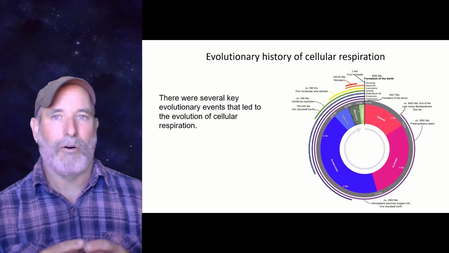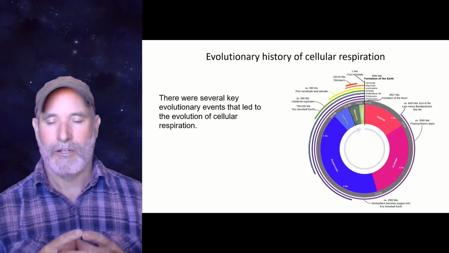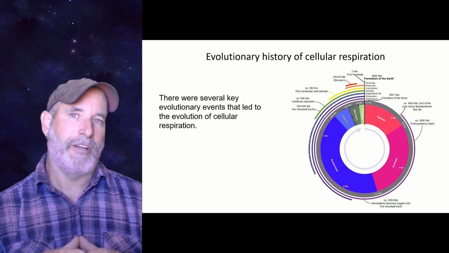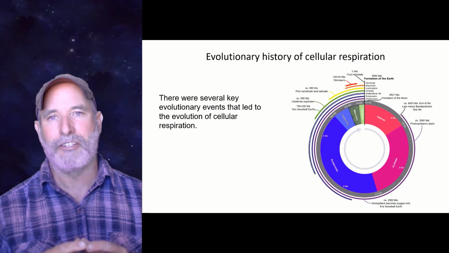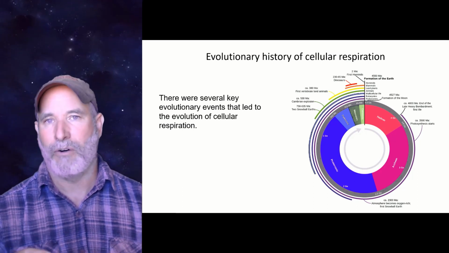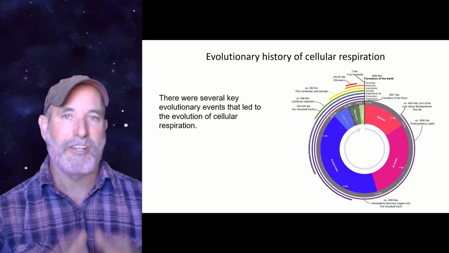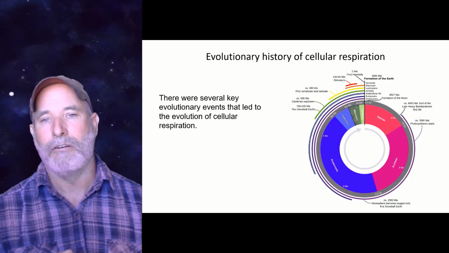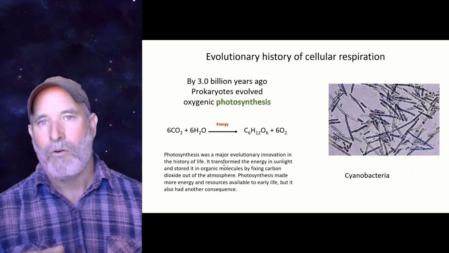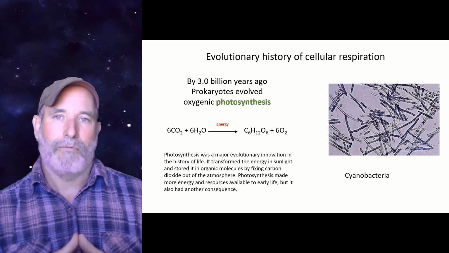So, the Earth is old. It's like 4.6 billion years old. And sometime around 4 billion years ago to 3.8 billion years ago, the first life began to evolve. And those were prokaryotes. Life started out simply because it had to. Now, at some point, we got photosynthesis.